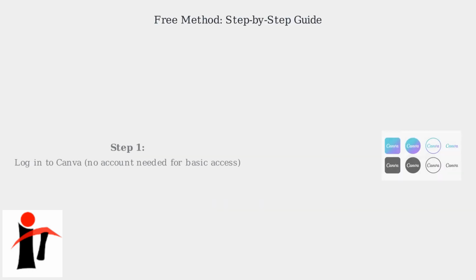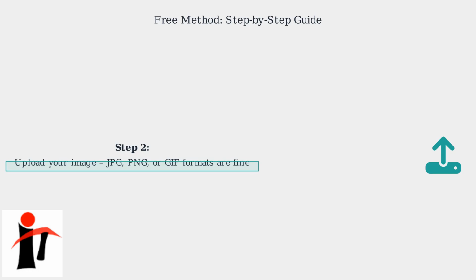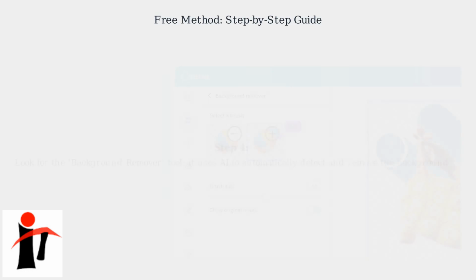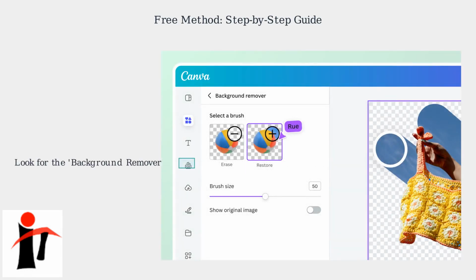Begin by logging into Canva. No account is needed for basic access to the free tools. Next, upload your image. Canva accepts JPG, PNG, or GIF formats. Select your uploaded image and click the Edit Image button to open the editing tools. Look for the Background Remover tool in the Edit menu. This tool uses AI to automatically detect and remove the background from your image.